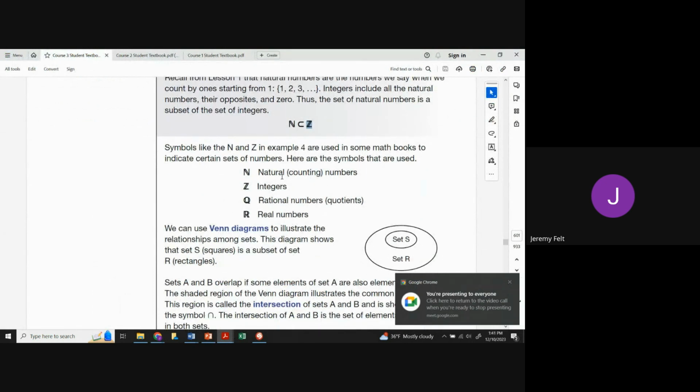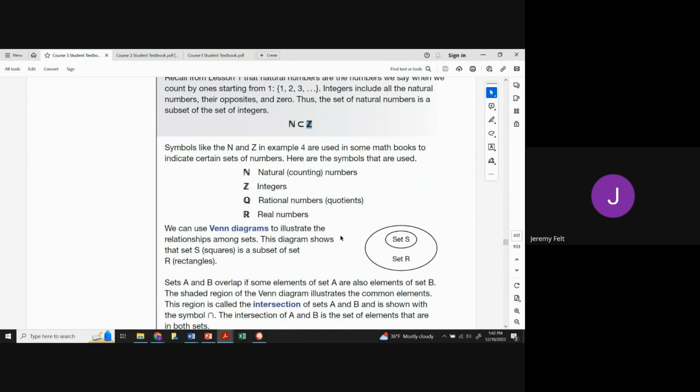Some of the symbols we use: if you want to just use capital N or shaded in, whatever, that's natural, the counting numbers. Z is integers. Q is for rational numbers because they have quotients; we can write them as fractions. Real numbers, capital R. Another way we can compare things is using a Venn diagram. I know we use these a lot in language arts, and we can also use them in mathematics.